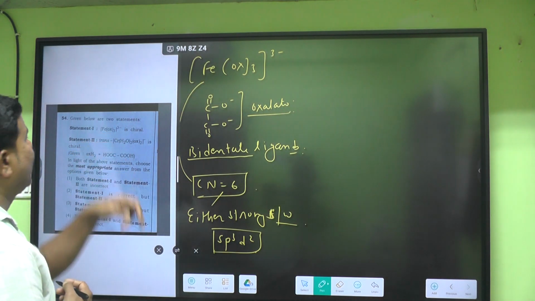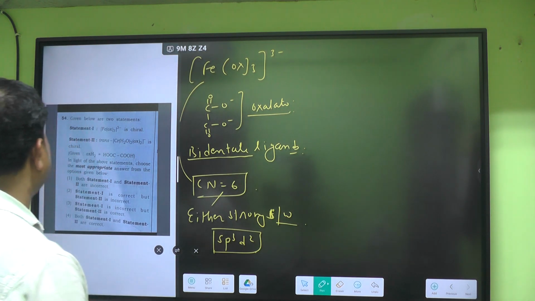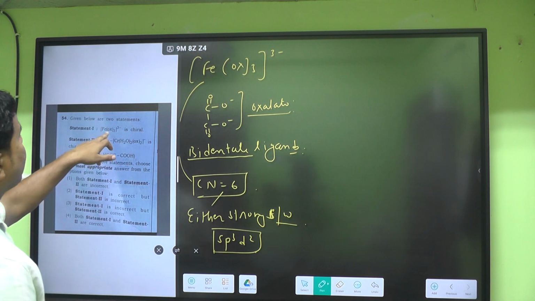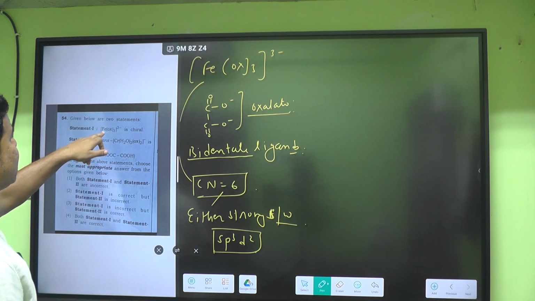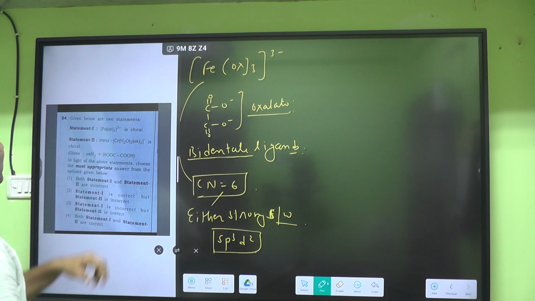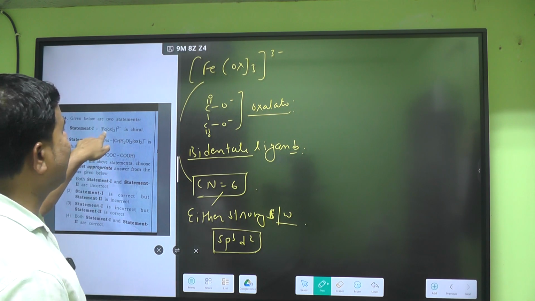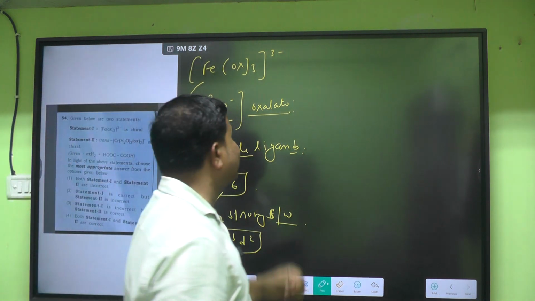Now, why is it chiral? It is not given as cis or trans, but it is the cis form. If the cis form is given, it is chiral. It is a misprint, it is the cis form. Cis form is given, that's why it is chiral here.